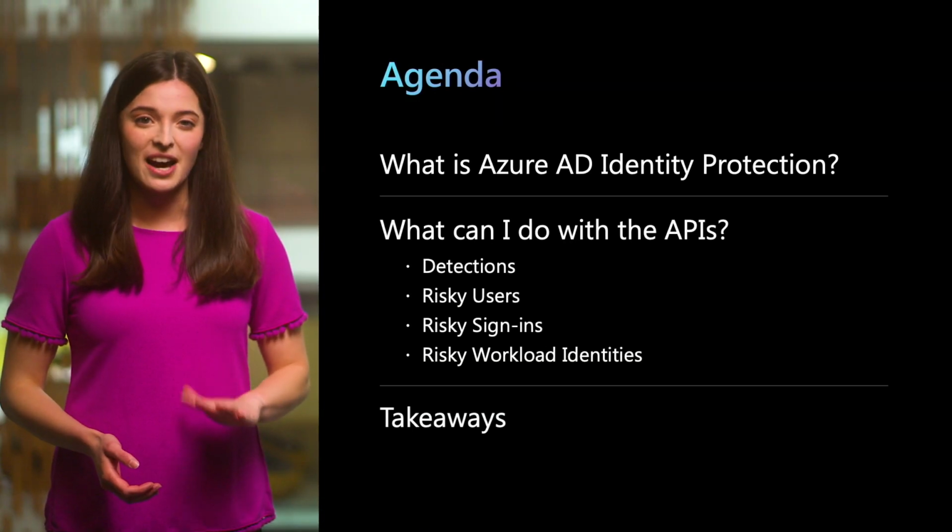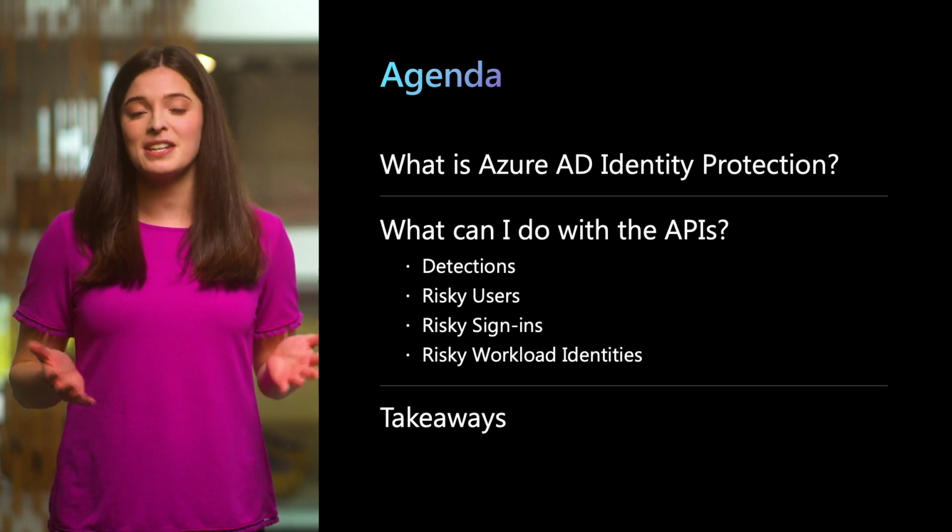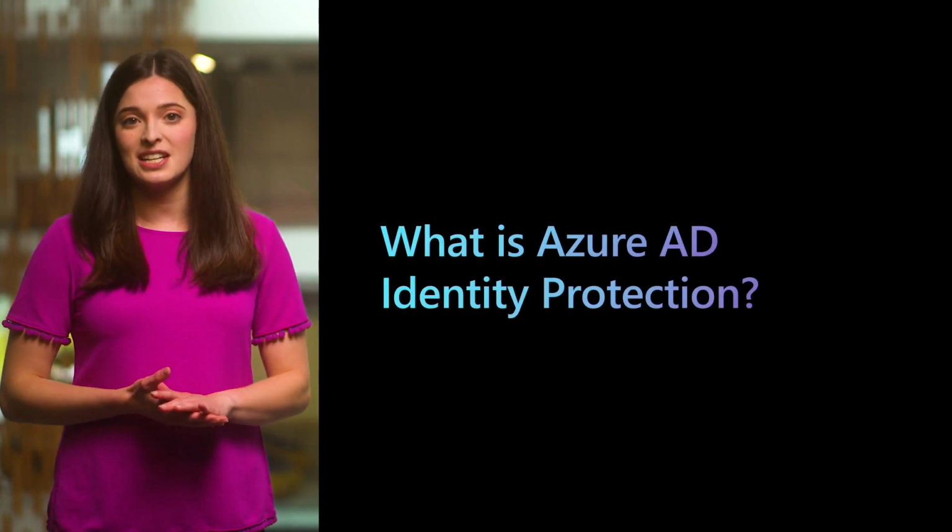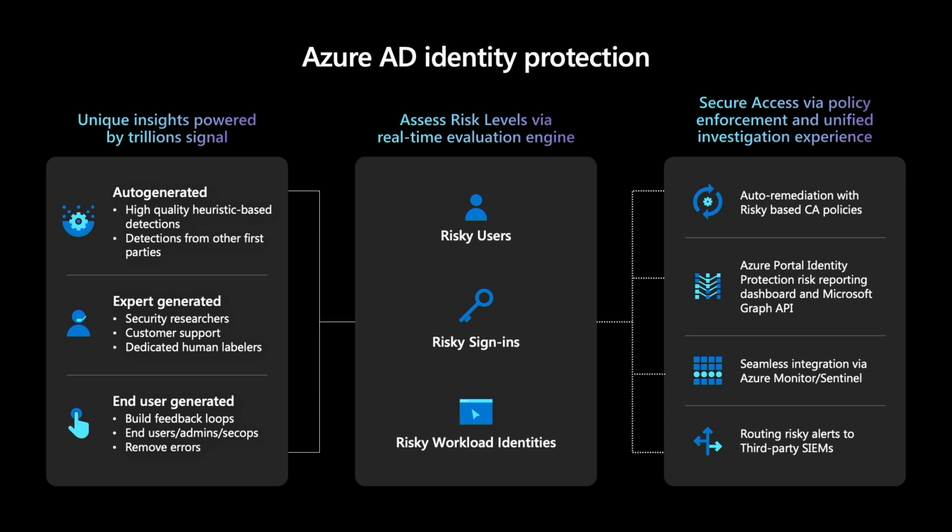Today we're going to discuss how you can build the SOC of the future using identity protection APIs. So we're going to kick off by discussing what is Azure AD Identity Protection. Azure AD Identity Protection enables you to protect, detect, and remediate your compromised identities. When we discuss compromise and risk, what we're referring to is the likelihood that a bad actor has knowledge or control of the identity's credentials and may be using it for nefarious purposes.